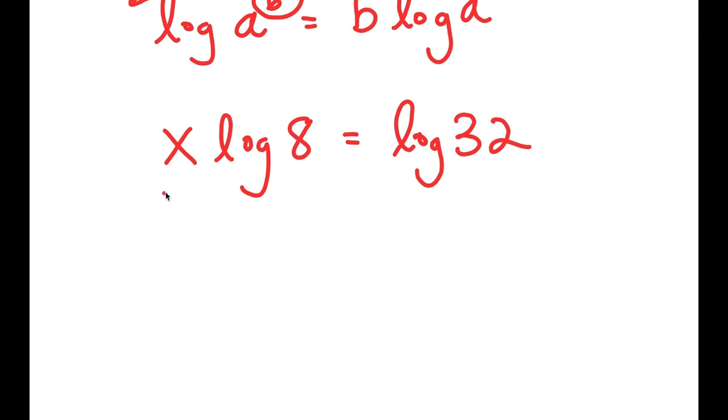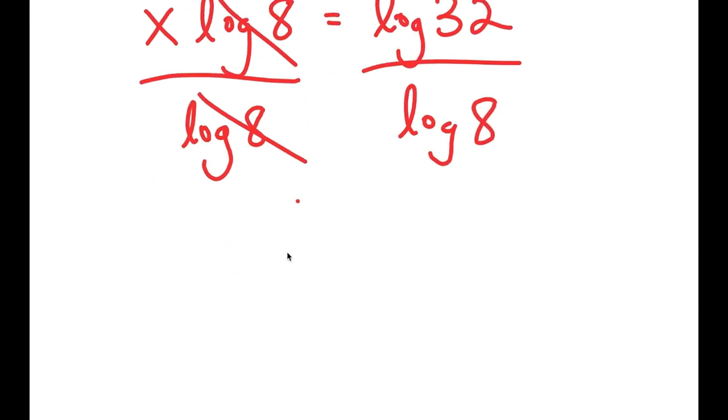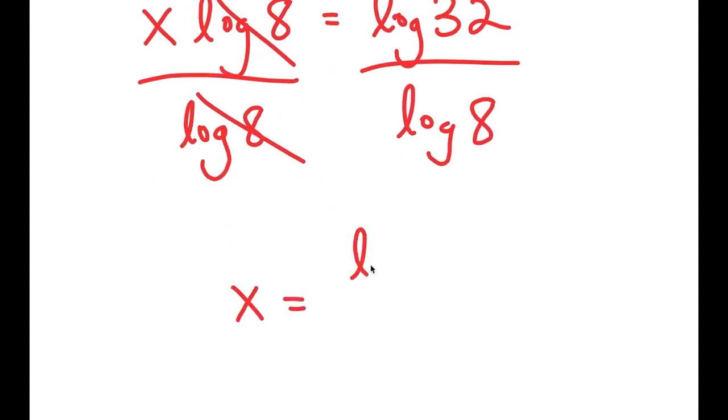Now, from here, I'm going to divide both sides by log 8 because we want to isolate x, because that's what we're trying to find the value of. So now these two cancel out, and I get x is equal to log of 32 over log of 8.